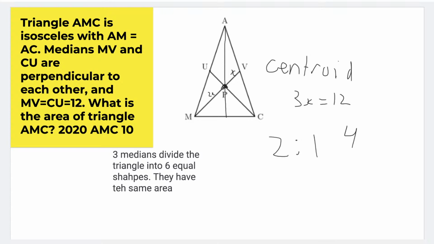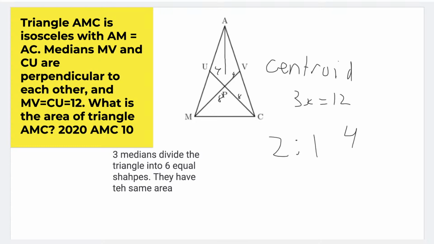And the same applies here. This is x and this is 2x, so x equals 4. So MP is 8, UP is 4, PV is 4, and PC is 8. I'm going to erase and make it organized. 8, 4, 4, 8.